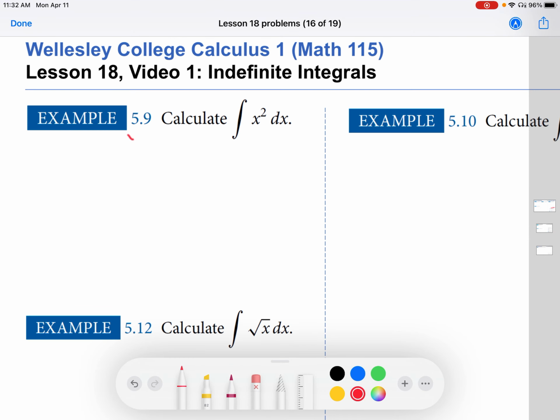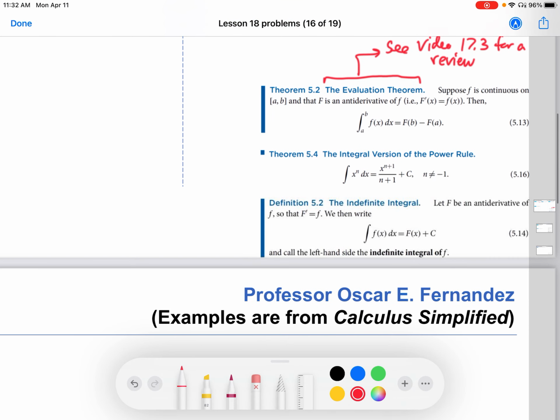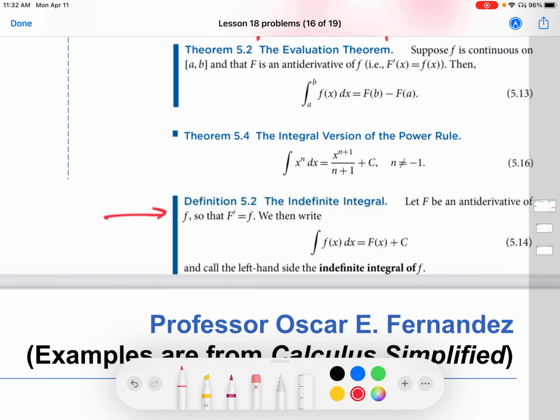So this says example 5.9, calculate the integral of x squared dx. So this may be new notation. It certainly is for this part of the course. So I'm going to scroll to the right here and just remind you what this notation means. That's down here. So this is about the indefinite integral. So what's the definition here? This is from Calculus Simplified.